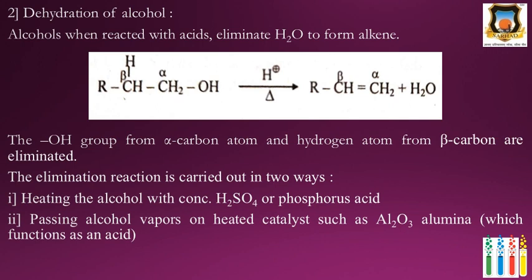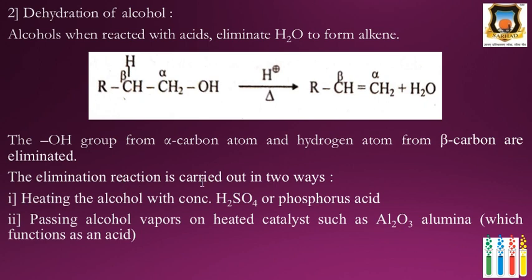Then next is the dehydration of alcohols. Alcohols when reacted with acids eliminate water to form alkene. Here this carbon is alpha carbon and this hydrogen is beta hydrogen, and when it is eliminated it gives alkene. The OH group of alpha carbon and the hydrogen atom of beta carbon are eliminated, therefore it is again a beta elimination reaction.